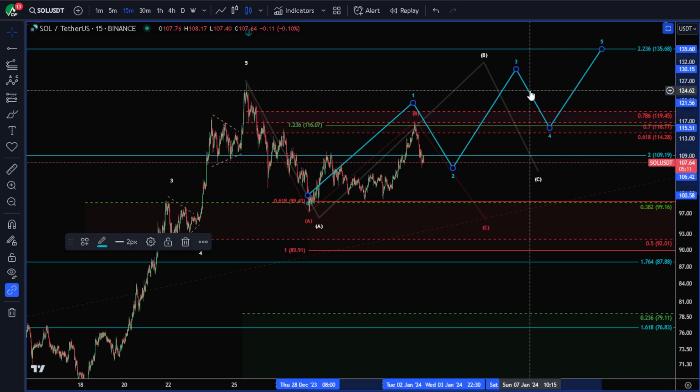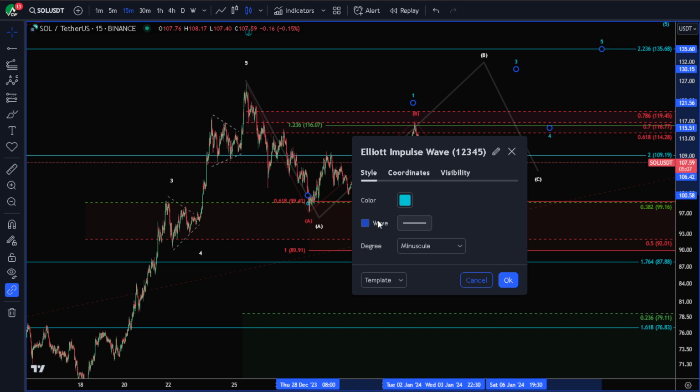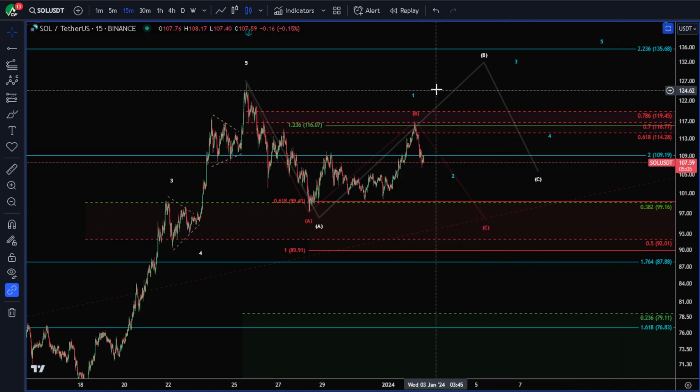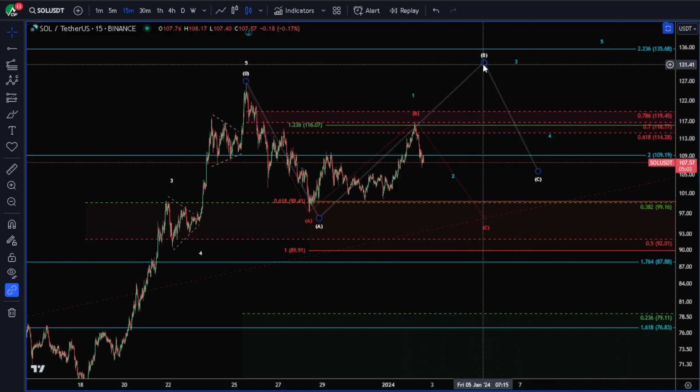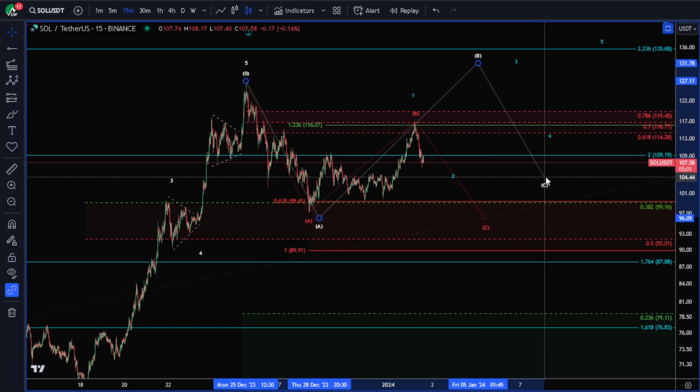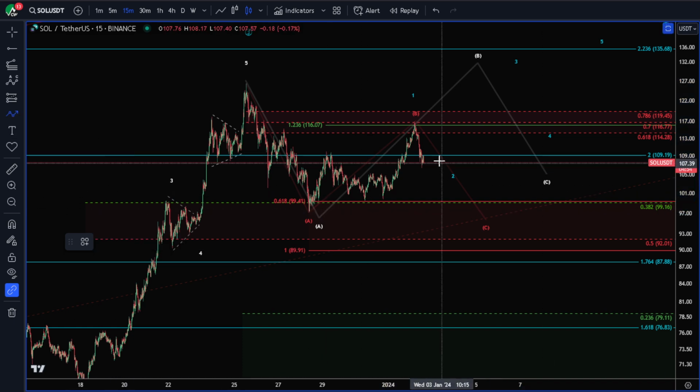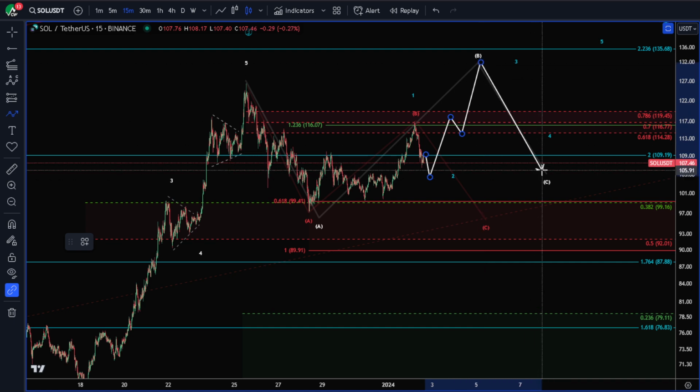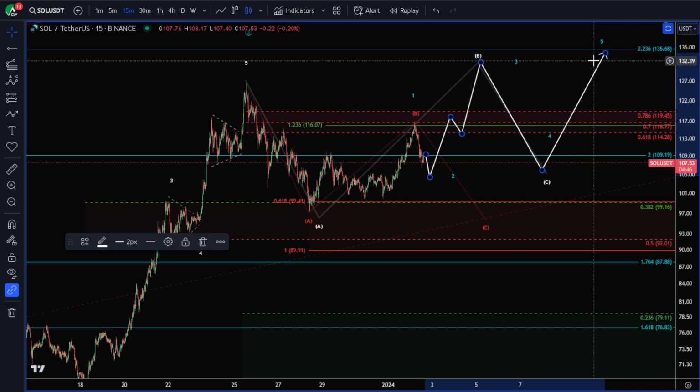Now, alternatively, if I remove this one, my next option would be this ABC, which would almost be like a double top, where we make a flat pattern here, and this would come up in a corrective nature, like so. Then we'd get 3 or 5, then we'd make our move up to our fifth.